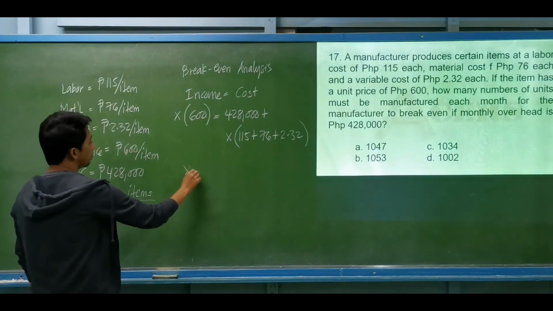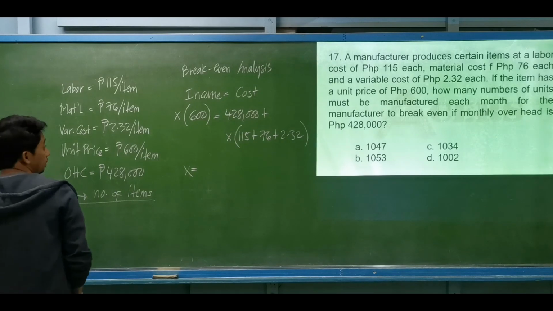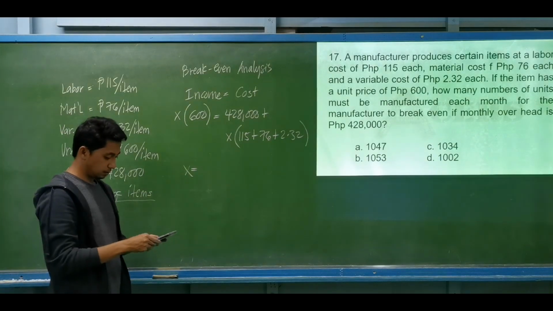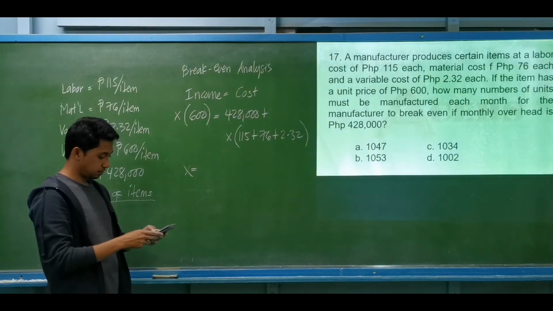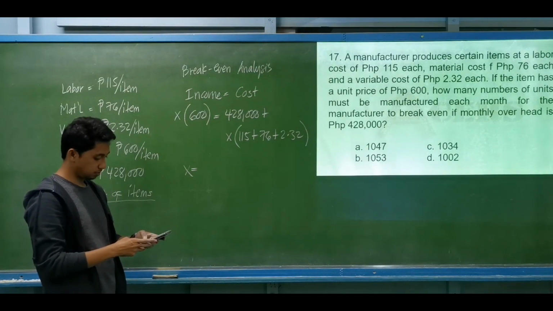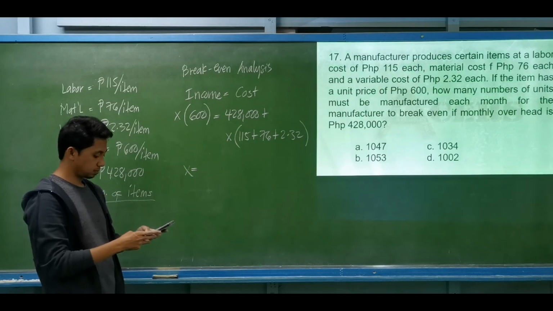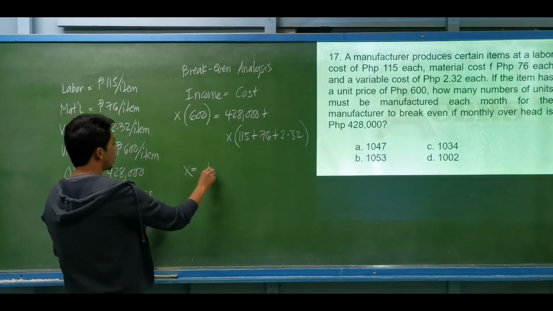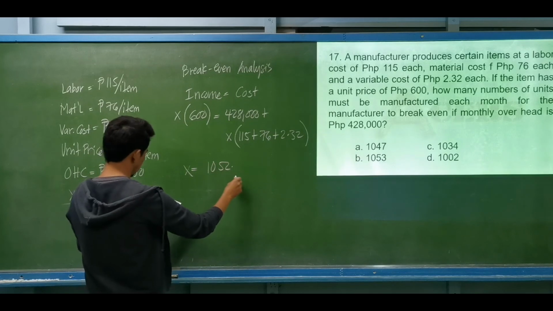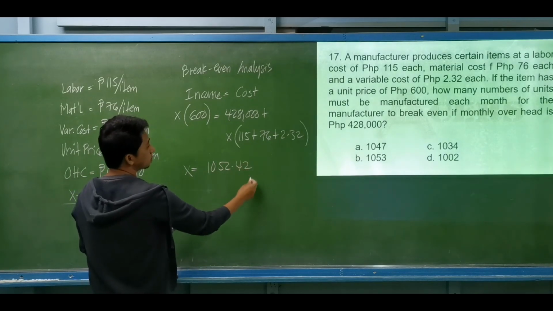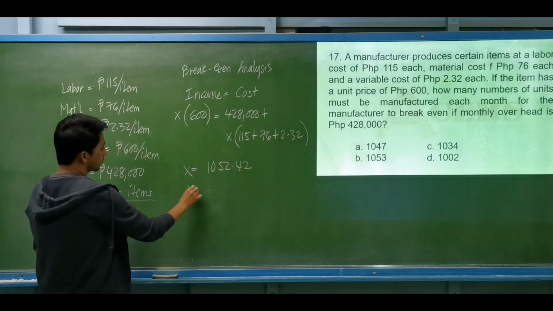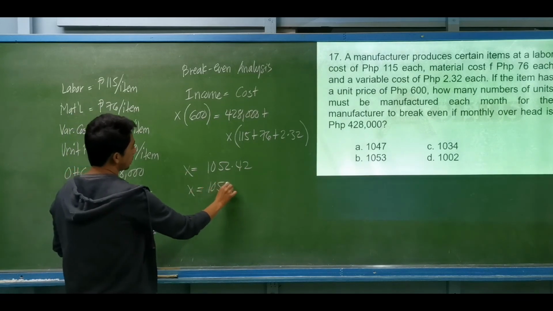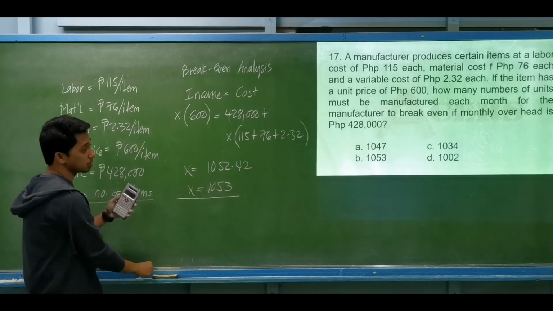Let's compute for the number of items for break even. So we have 1052.42, and it should be rounded up. This is equal to 1,053 items. Why is it rounded up?